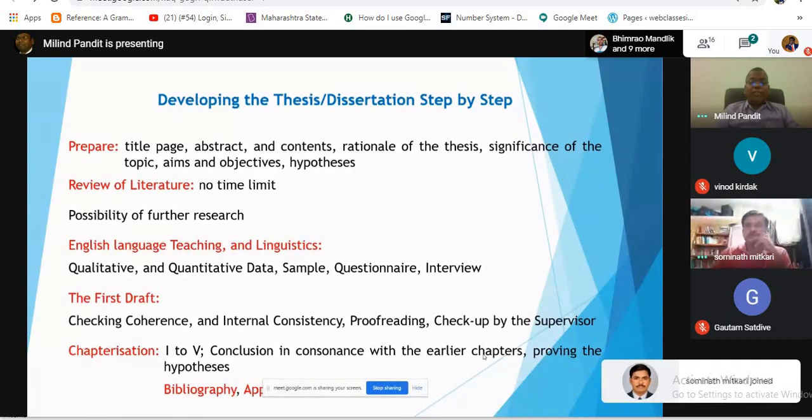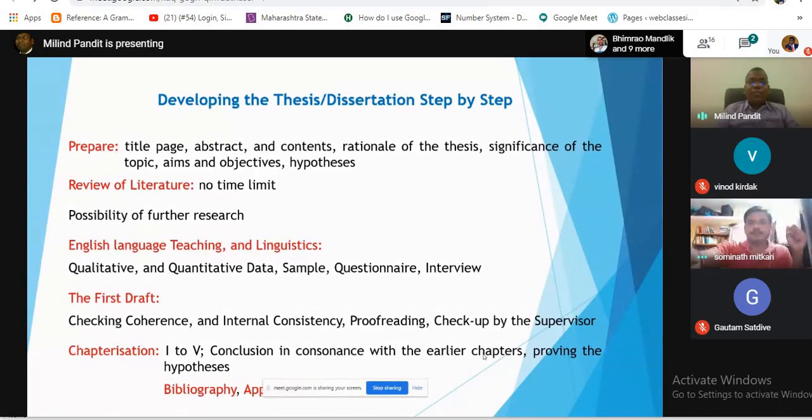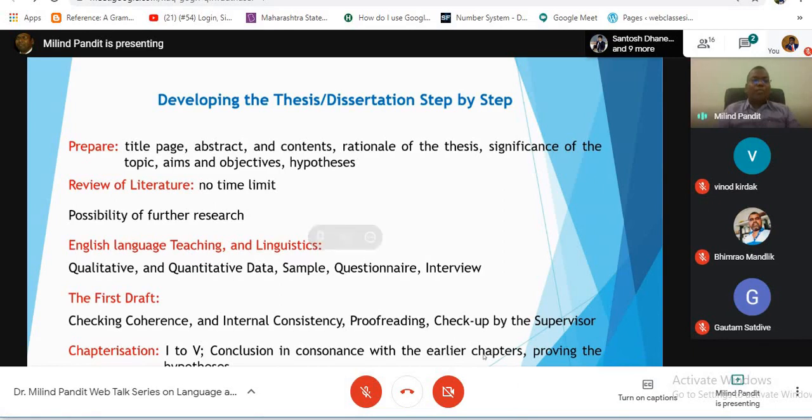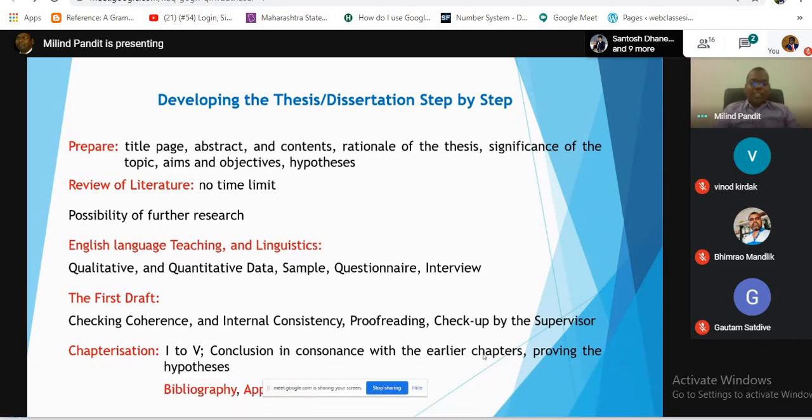So again, if someone is working in the area of ELT or linguistics, this is the way to develop arguments. This is the way to elaborate on what we have worked upon. So this is how, again, we can do it. Now, a more important thing is here, the first draft. No draft of a thesis, and no first draft of the thesis, can be final.